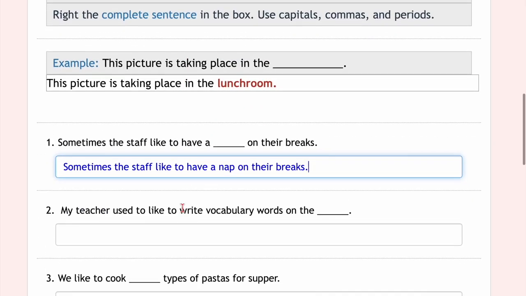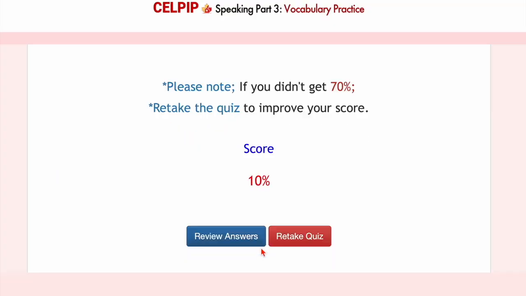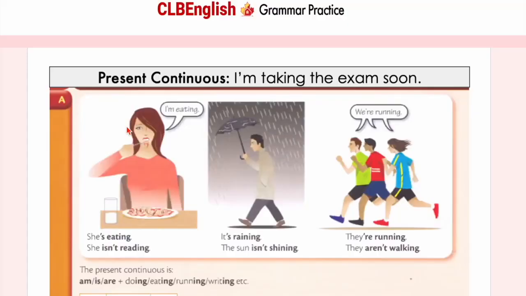Very, very great exercise for lower levels. And then you can check if you got it correct. Did you get it correct? Oh, yes, we did. There you go. You see, we got one correct, 10%. But we need 70%. So, very good practice for you, everyone. Great. And also, we have over here some grammar building.